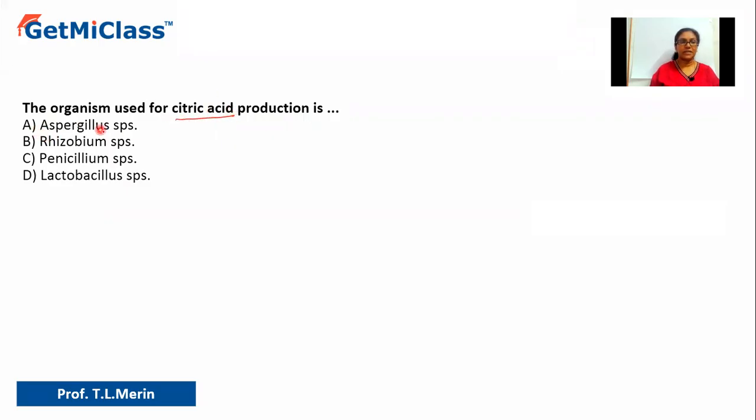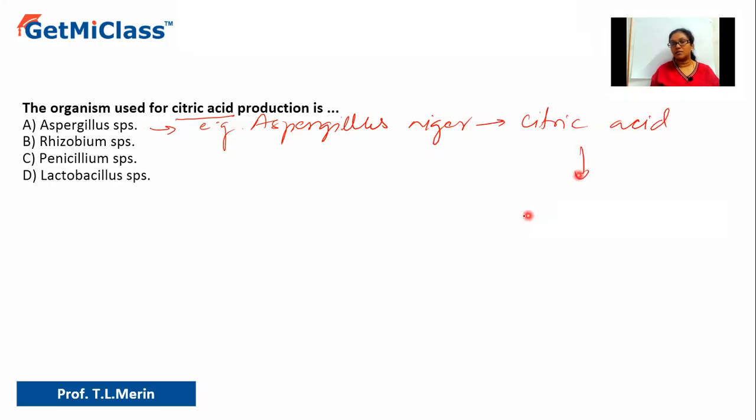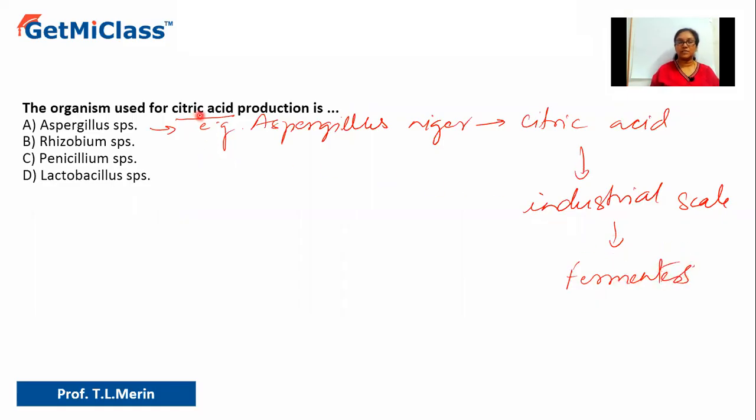So let us see. Option A says Aspergillus species. So yes, there are different variants of this particular species, Aspergillus species. So for example, one which produces citric acid is Aspergillus niger. Okay, niger produces citric acid, and this is produced at industrial scale. Okay, so it is produced in huge quantity at industrial scale, in huge reactors, which we call fermenters.